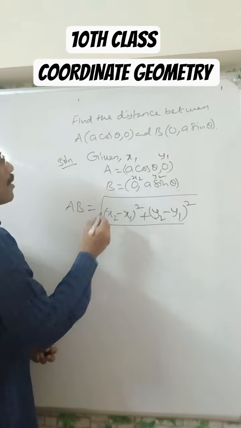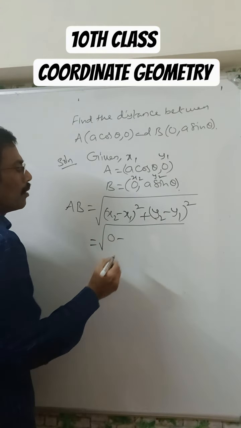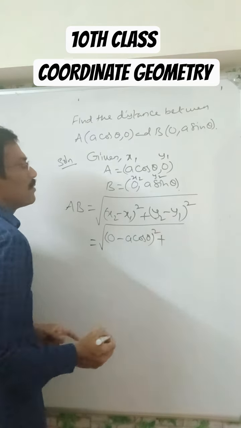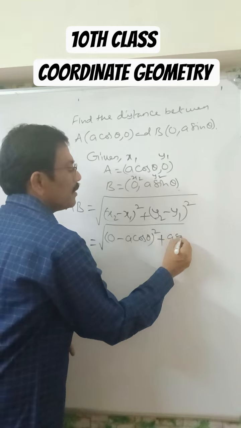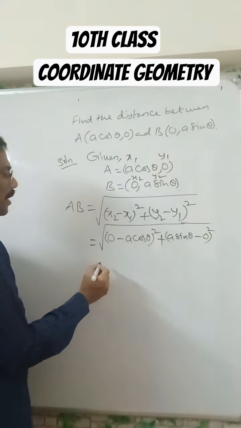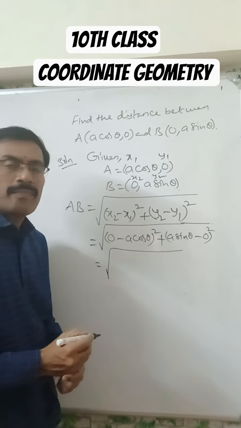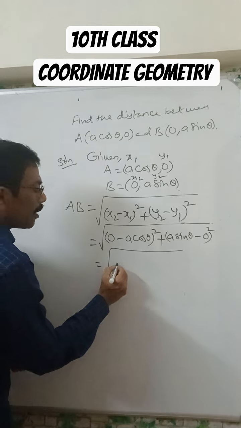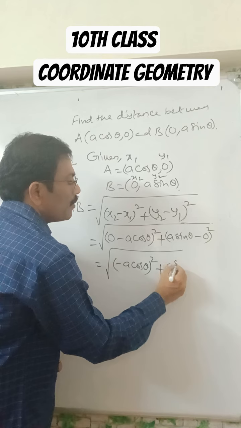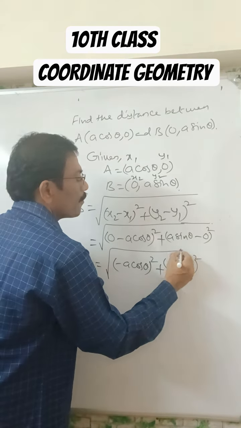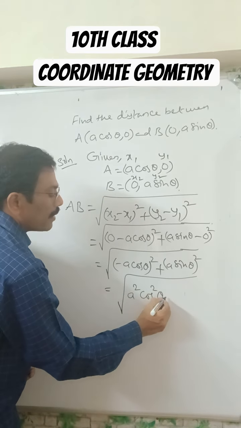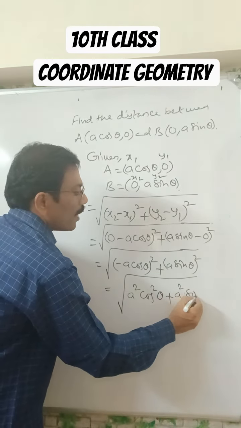Square root of, what is x2 here? 0. What is x1 here? a cos theta, whole square, plus what is y2 here? a sin theta minus y1, which is 0, whole square. Understand? That is equal to square root of (0 minus a cos theta, which is minus a cos theta) whole square plus (a sin theta minus 0, which is a sin theta) whole square. That is equal to square root of a square cos square theta plus a square sin square theta.